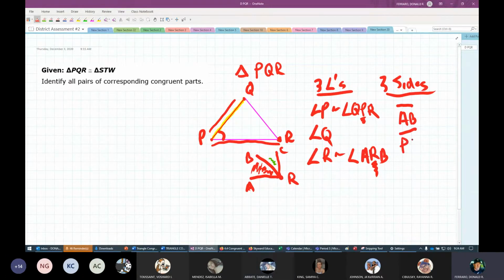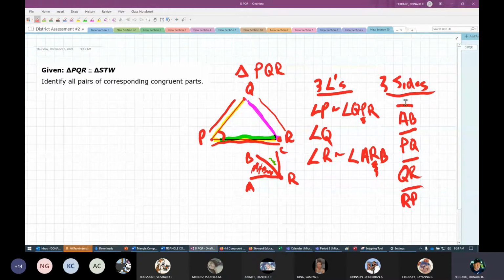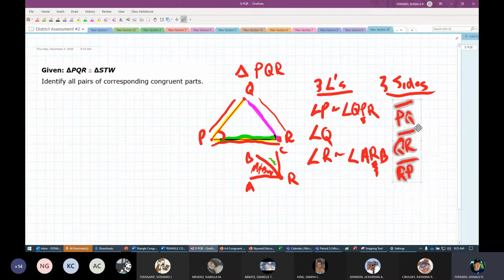So that is side PQ. Then give me another side. QR. Side QR, right? And one more. RP. Yep, RP. So I've got RP. What I need to do there is just delete the AB. And now I've got my three sides.